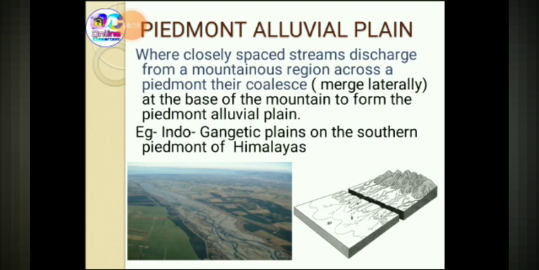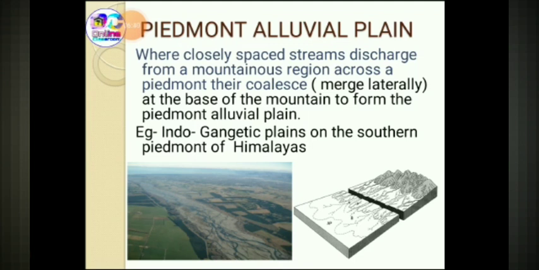In this alluvial plain, the best example is the Indo-Gangetic plain, which is seen in the southern pediment of the Himalayas. Here the widely and closely spaced streams discharge from the mountainous regions across a pediment. They coalesce, that is, merge laterally at the base of the mountains to form the piedmont alluvial fan.